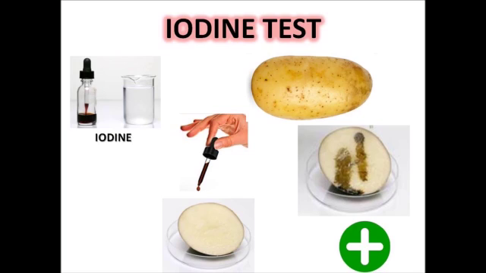Okay students, so this is a very simple test. What you have to do is just prepare an iodine solution, and then put that iodine solution on various food items to which you want to check whether starch is present or not, and observe whether any change in color of the food item or of the iodine solution happens or not, and then you can conclude whether the starch is present in that food item or not.